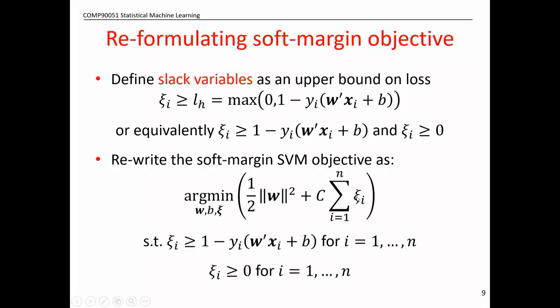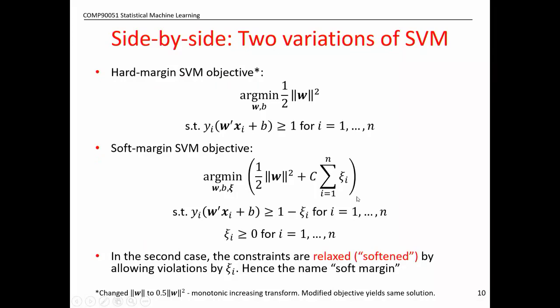So that's the soft margin, and side by side we've got this. Okay, so you can see we've relaxed or softened by allowing these violations. And as I warned, we've got this half now in the objective and this square, but it doesn't change it at all. It's equivalent. So I've written this to make it look like this.